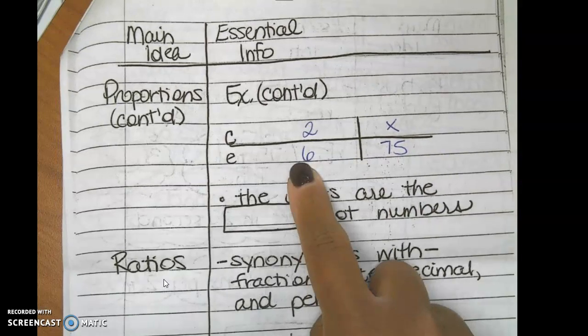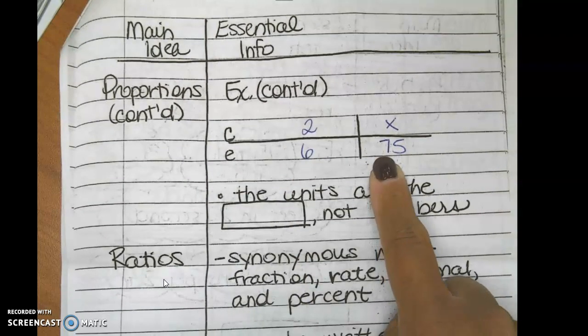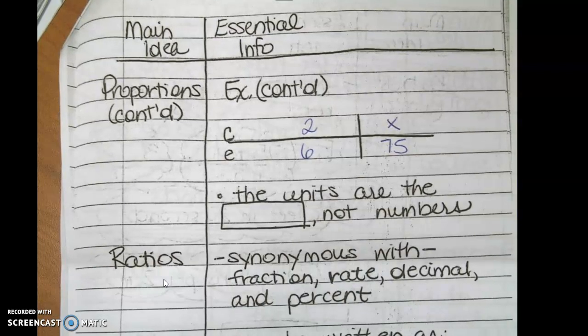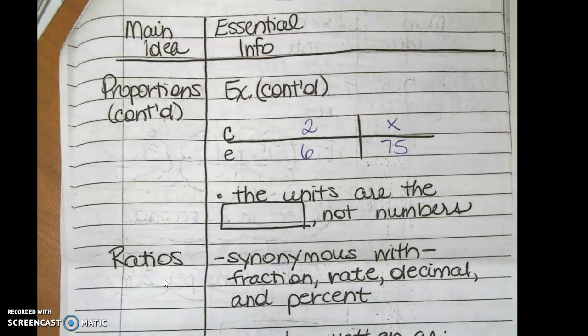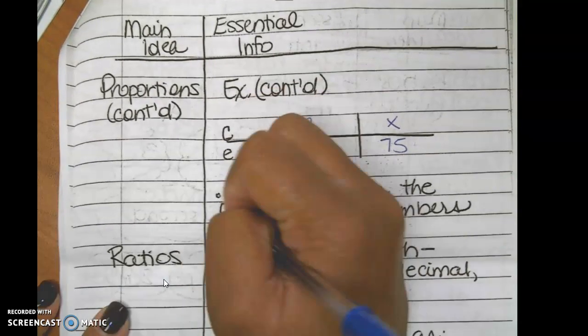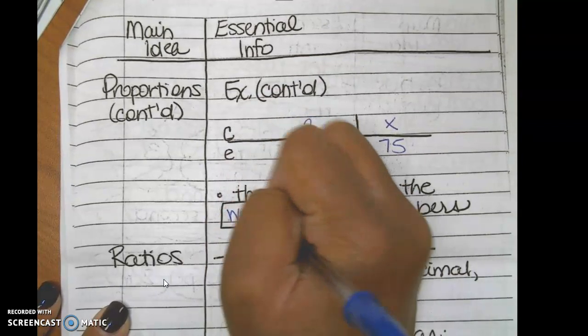It could be all 6 of my eggs. It could be all 75 of my eggs. Okay, so percents aren't always required, or proportions aren't always required to have 100. So the units are the words. What are we talking about?